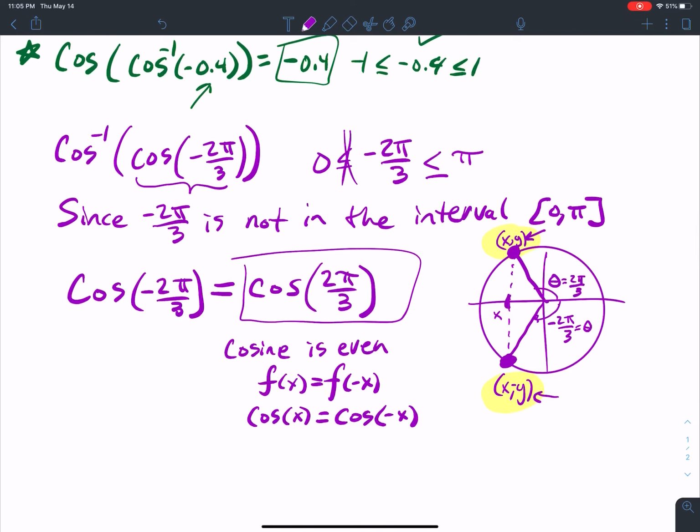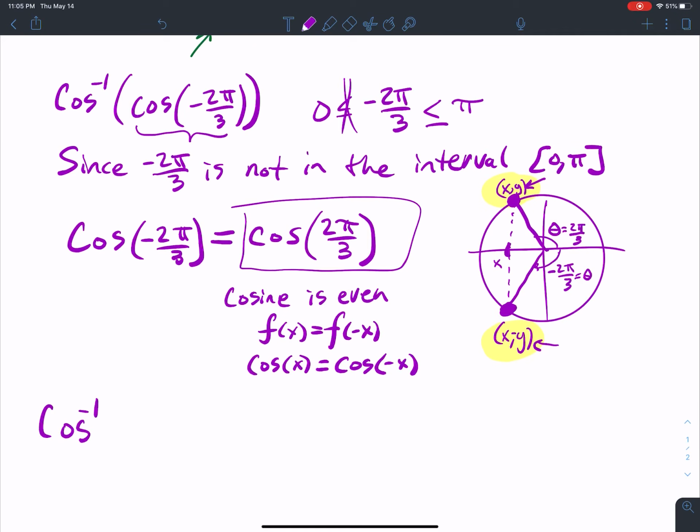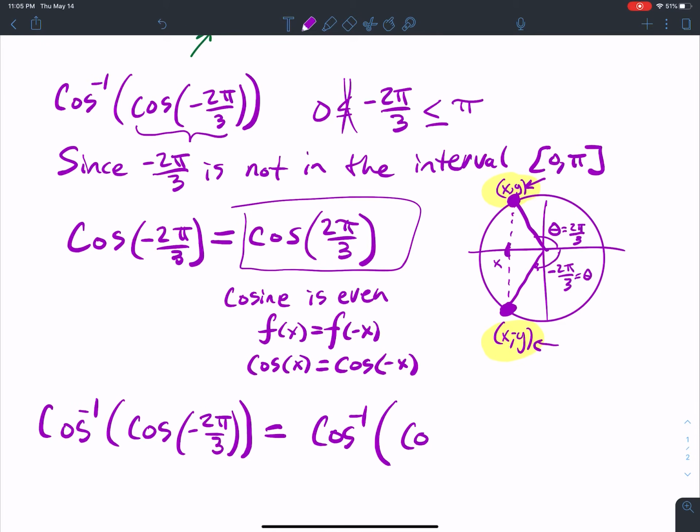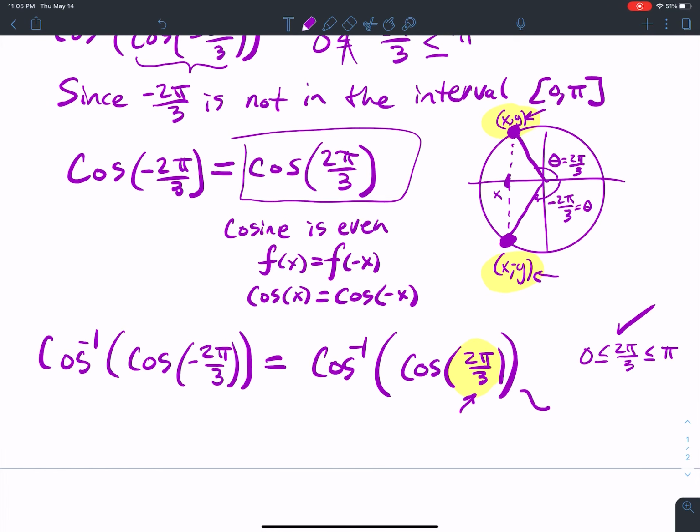Why is this important to us? Well, now we have the cosine inverse of cosine negative 2 pi over 3 is equal to what? The cosine inverse of cosine 2 pi over 3. This is good now because when I look at the argument at this point, I know that this is between 0 and pi. Okay, that checks out. So what is this equal to? This answer equals 2 pi over 3. Okay, so that makes it a little bit easier for you.